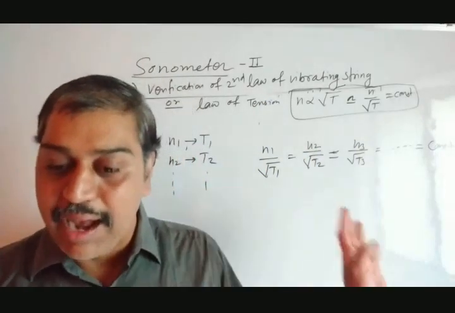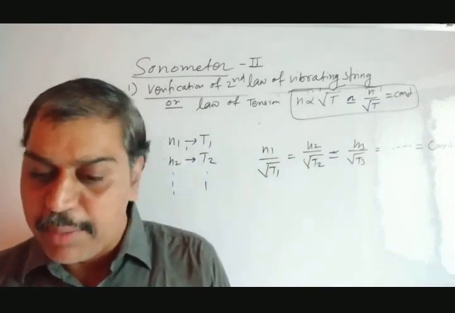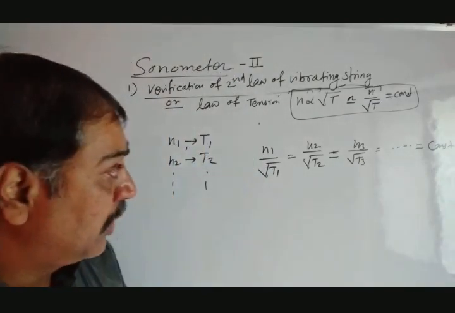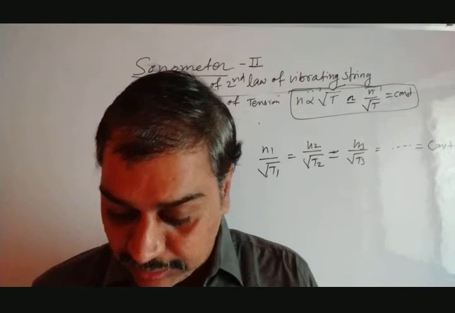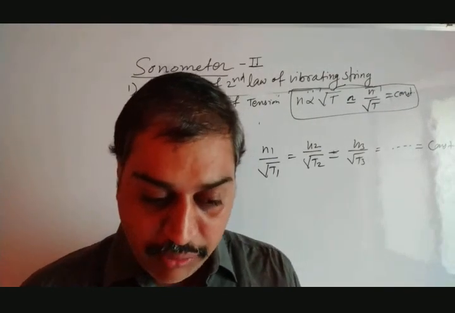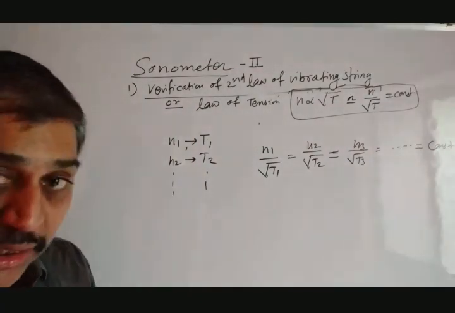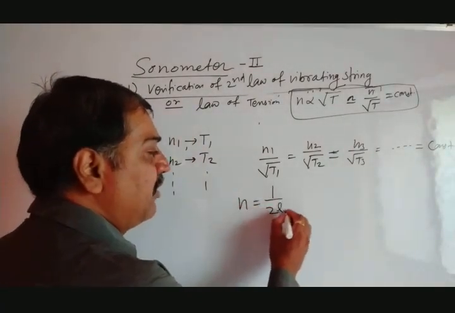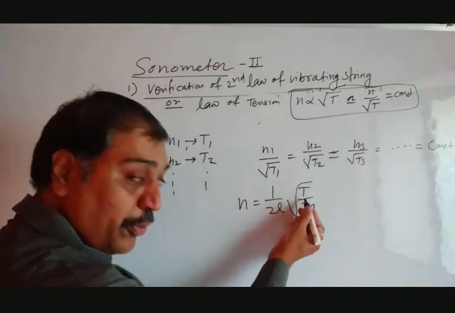So we can say by using this, the law of vibrating string gets verified. I hope you remember this. So it is nothing but the law of tension. While writing this law of tension, one part, if you remember, we have the equation n equals 1 divided by 2L square root of T by M. It is directly proportional to root T.